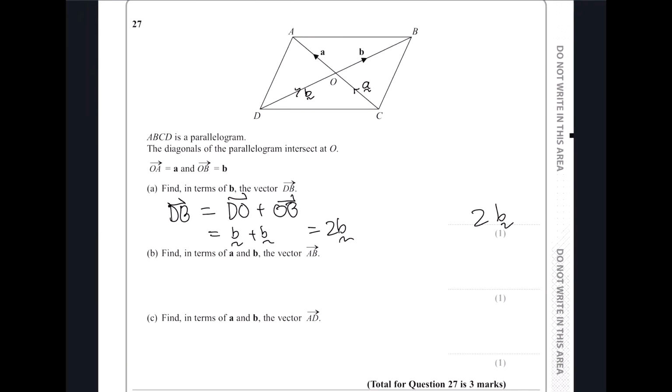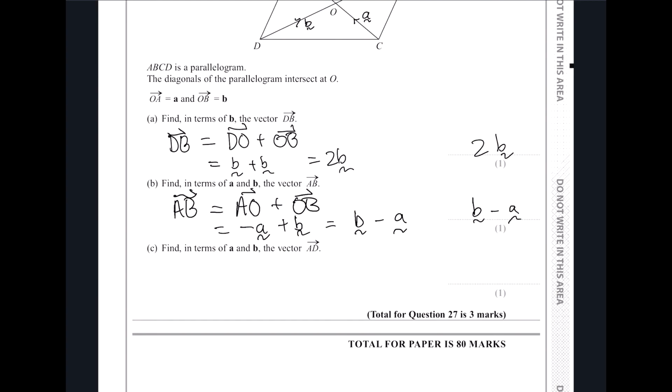Find in terms of a and b, the vector AB. Well, to go from A to B, can you see how to go from A to B? We can go this way and then this way, seems the easiest. So we can go from A to O and then from O to B. And if we do that, A to O would be minus a because it's in the opposite direction of a, right? a is this way, we're going in the opposite, which is this way. And then O to B is just b by looking at the graph. So making this look nicer, we have b minus a. Again, the order didn't really matter, as long as you maintain the signs.